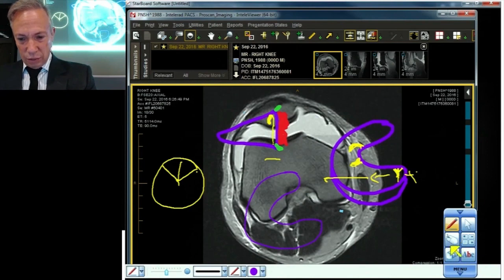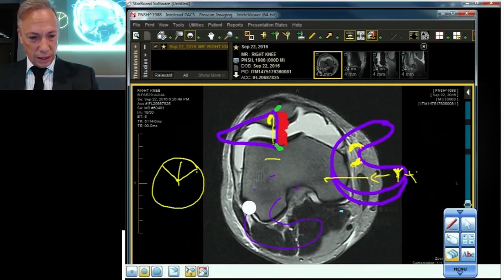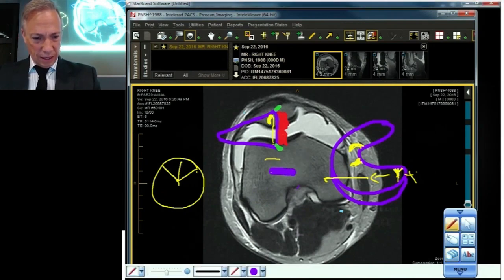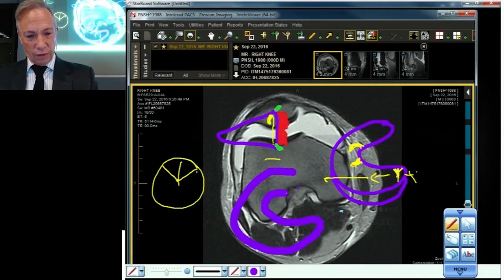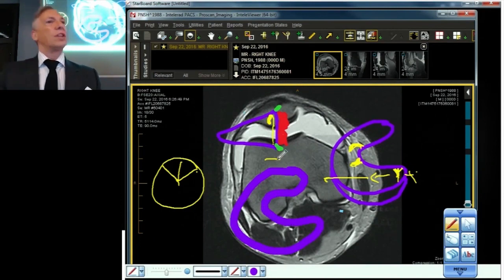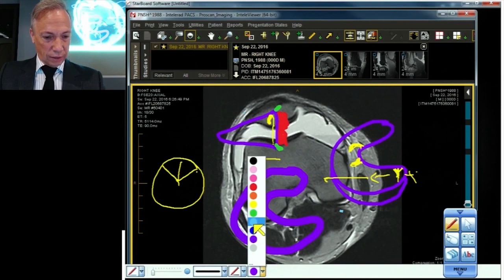Let me erase this one, give you a little more visual stimulation here. Oh, wow, that's a really thick one. Yeah, this is for all of us out there that are over age 60. So here's a big, fat meniscus. Okay, now let's make it thinner. Let's make our line thinner. And let's change the color.